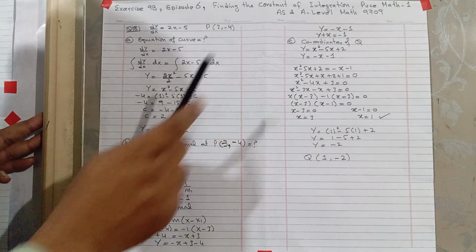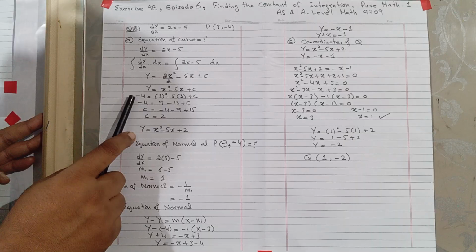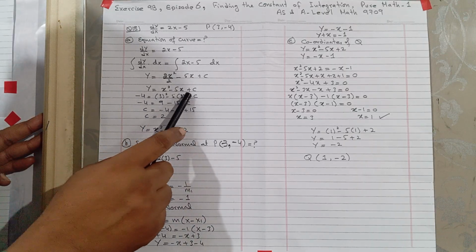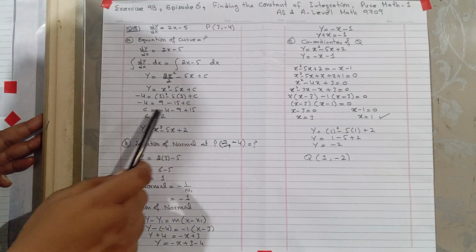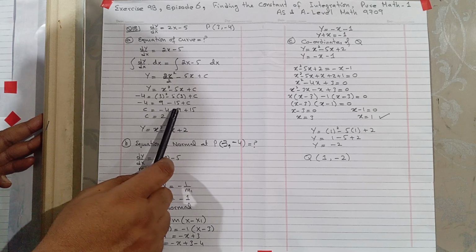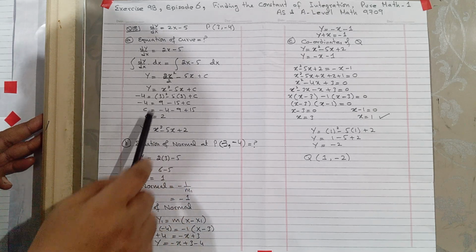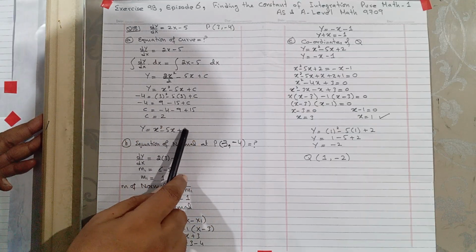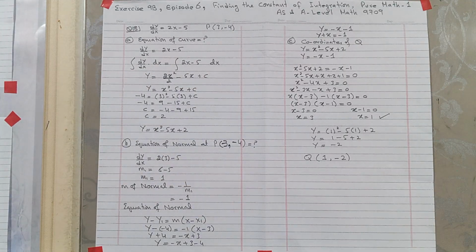Because this is a point on the curve, in the place of x I can put 3, and in the place of y I can put minus 4. So minus 4 will be equal to 3 squared minus 5 times 3 plus c. So minus 4 will be equal to 9 minus 15 plus c. So c will be equal to minus 4 minus 9 plus 15. c will be equal to 2. So the equation of the curve will become x squared minus 5x plus 2. The value of c is plus 2. So this is how you will find the equation of the curve in question number 18.